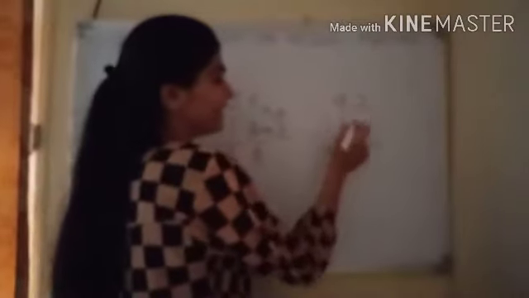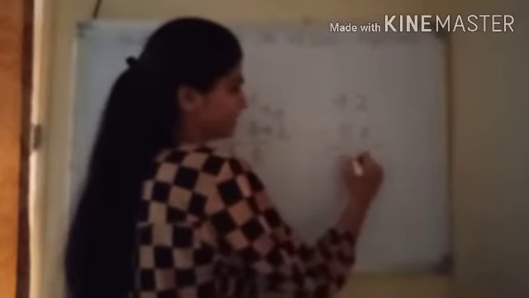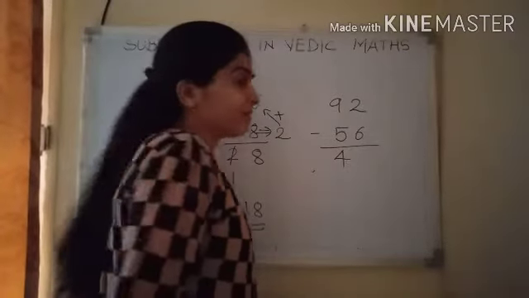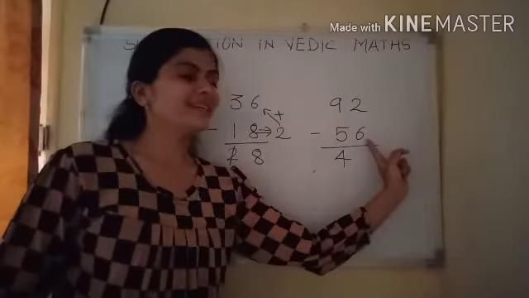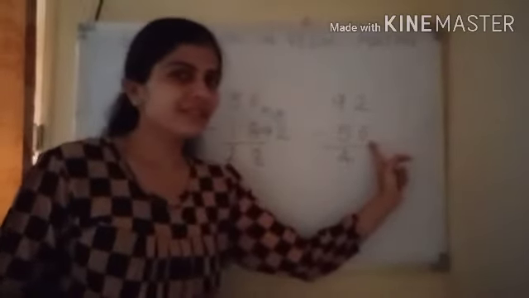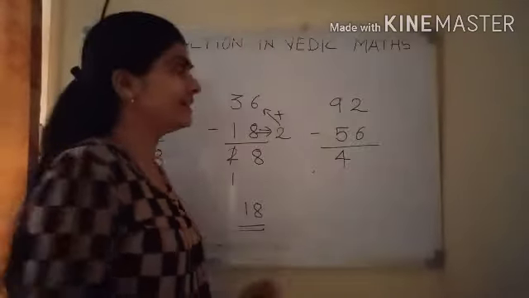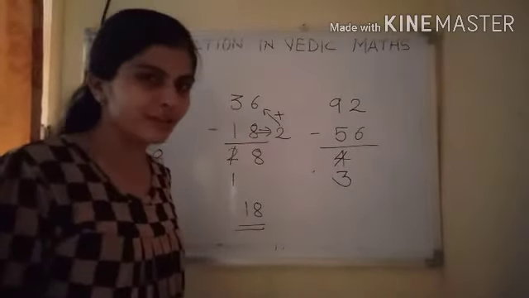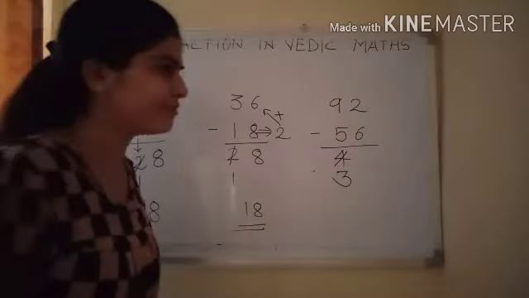Now let's move to the next example. 9 minus 5, that is 4. But what about the next pair? Look at this. 2 minus 6. 2 is less than this 6. We can say it is a mismatch combination, right? So write down 3 instead of 4. We need to reduce it by 1.